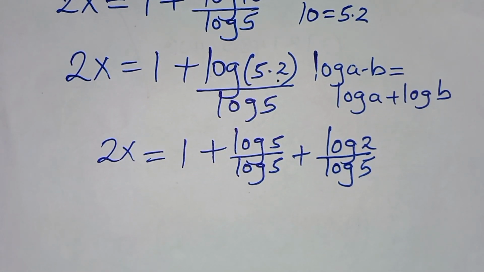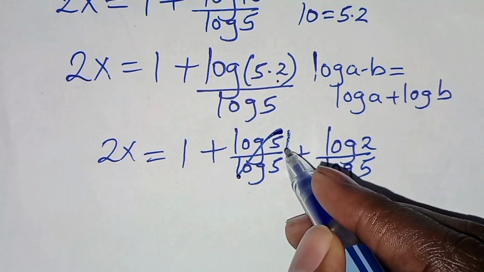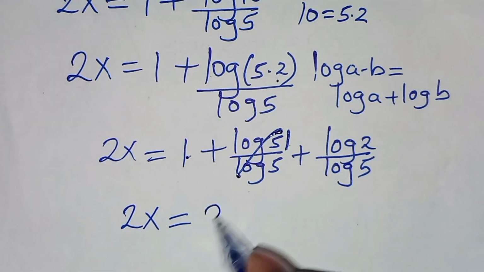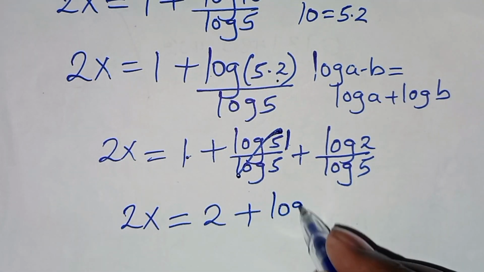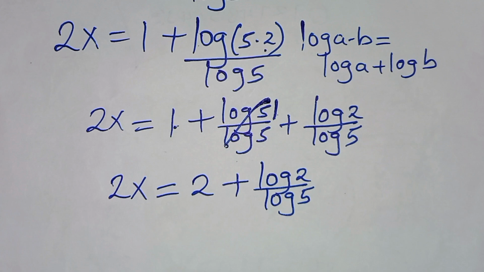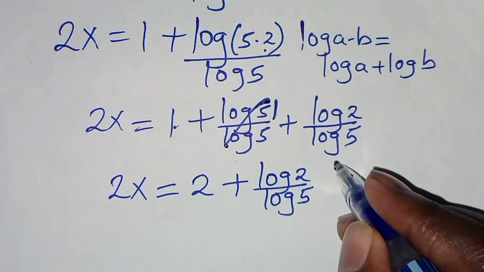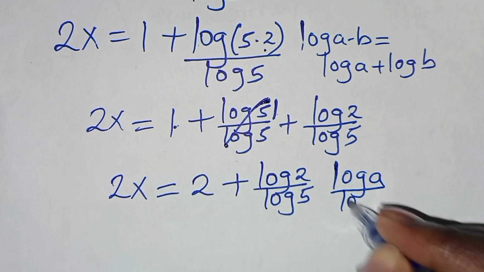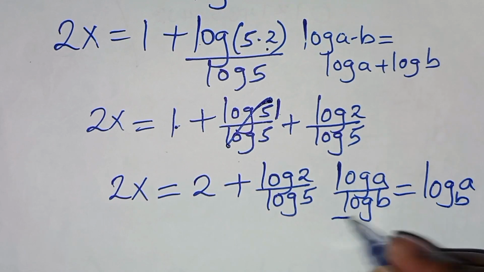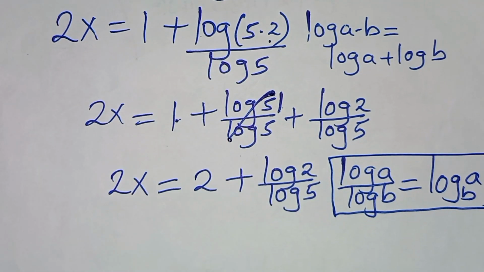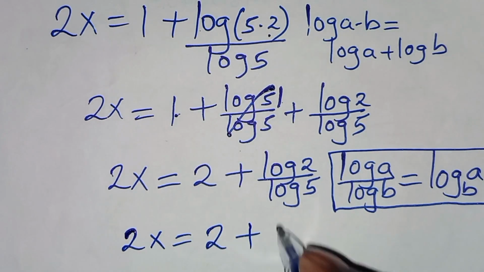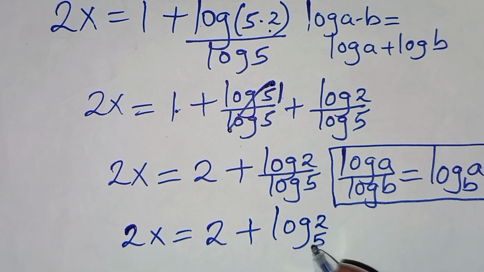Again, the next step is to simplify. Let's simplify log 5 and log 5. So this is 1, and we'll have 2x equal to 1 plus 1, which is 2, plus log 2 divided by log 5. The next step: log 2 divided by log 5 is in the form of log a divided by log b, which we can express as log a to base b. Applying this logarithm property, we'll have 2x equal to 2 plus log 2 to base 5.